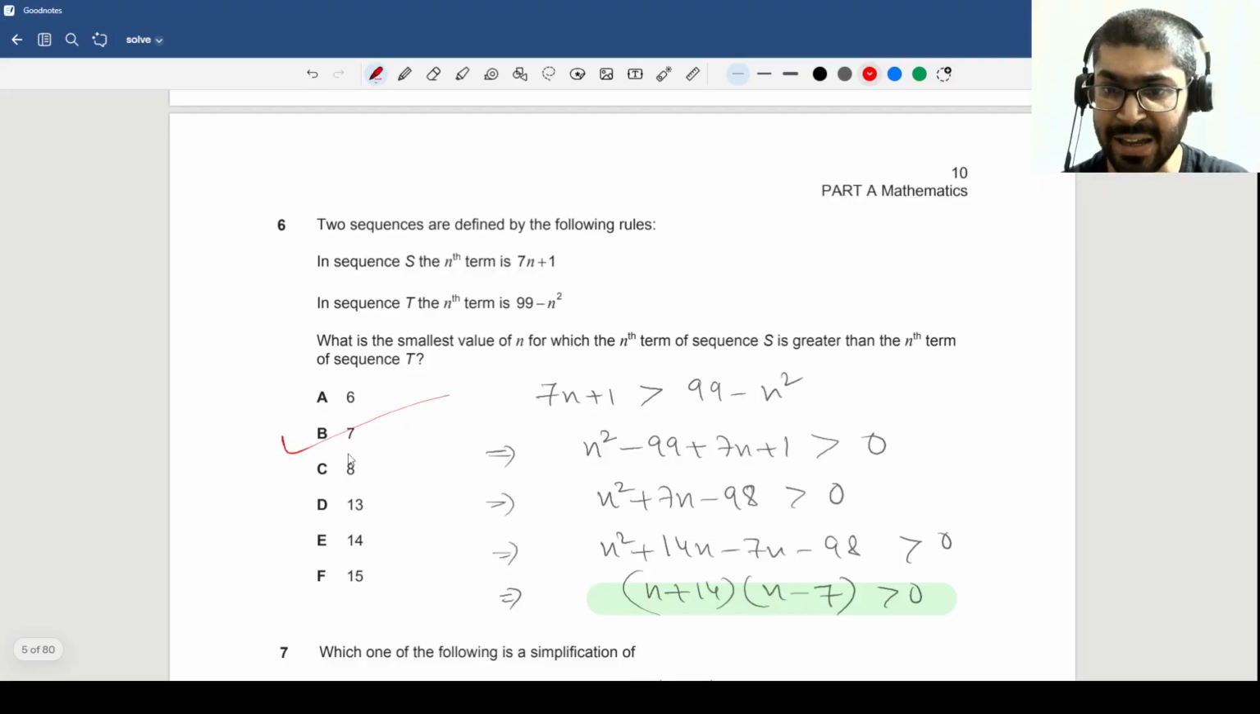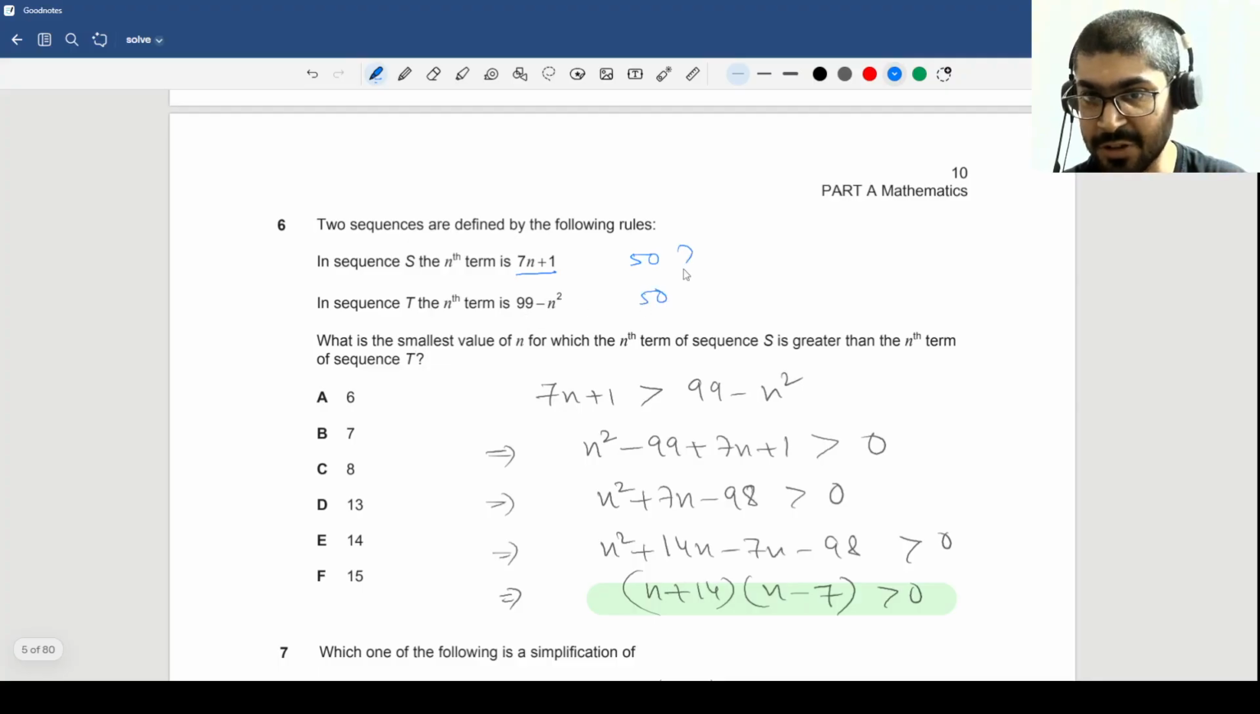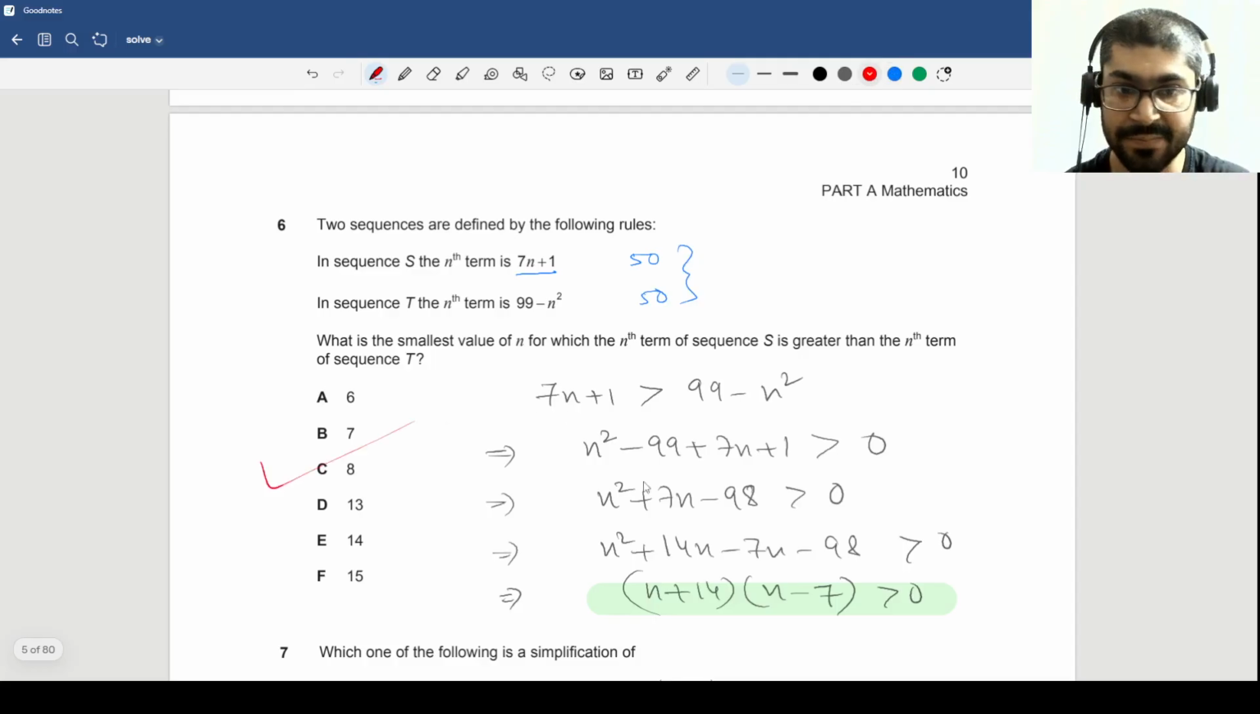Let us check the 7th term. I think the answer will be the next one, because the smallest value of n should be greater than 7. A quick check: 7n plus 1 gets you 50, and the other gives you 50. So these are equal at 7. We want greater, so just mark the next one, C.